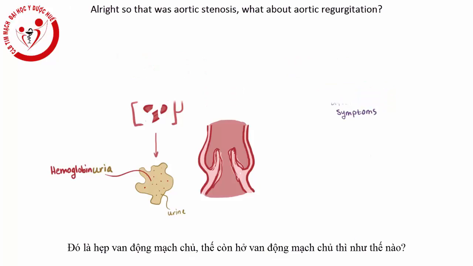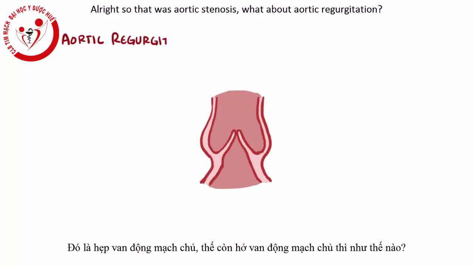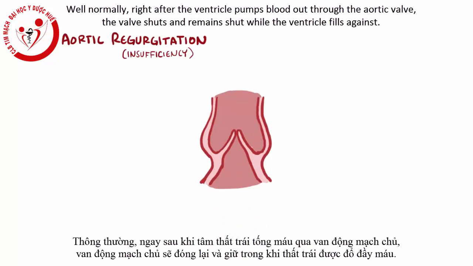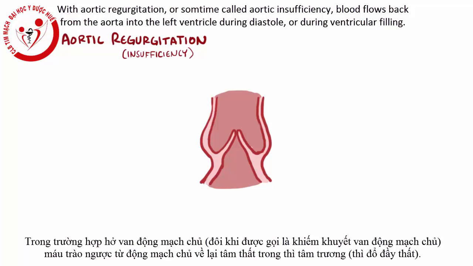Alright, so that was aortic stenosis. What about aortic regurgitation? Well, normally right after the ventricle pumps blood out through the aortic valve, the valve shuts and remains shut until the ventricle fills again. With aortic regurgitation, or sometimes aortic insufficiency, blood flows back from the aorta into the left ventricle during diastole, or during ventricular filling.